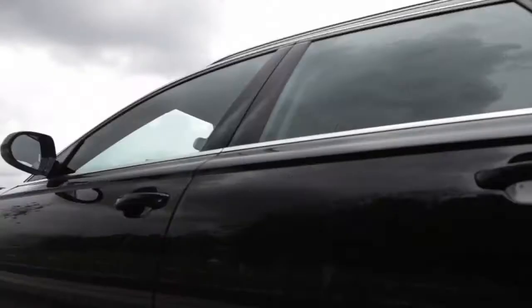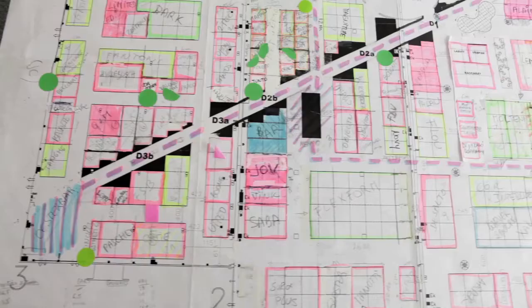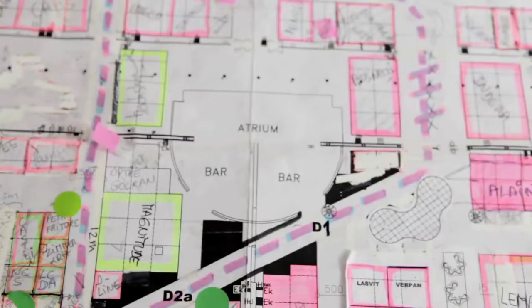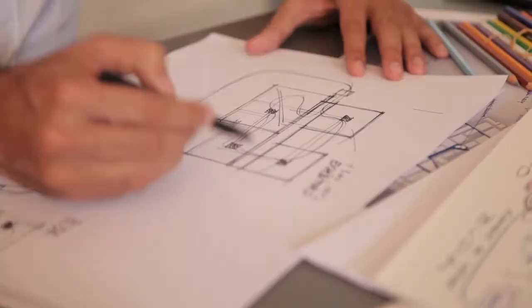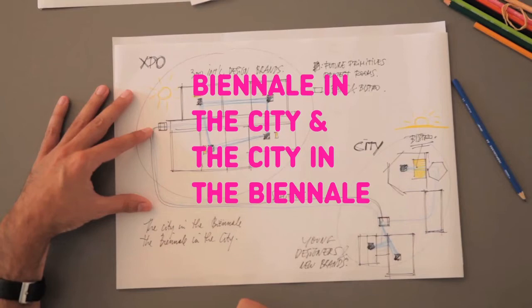Within the expo grounds, we developed a city plan for the scenography of the Biennale. And together, they create this temporarily designed city of 9 days, which leads us to the theme: Biennale in the City, City in the Biennale.